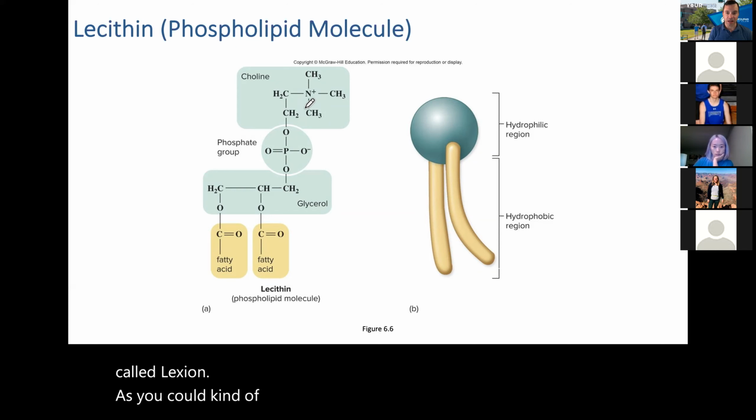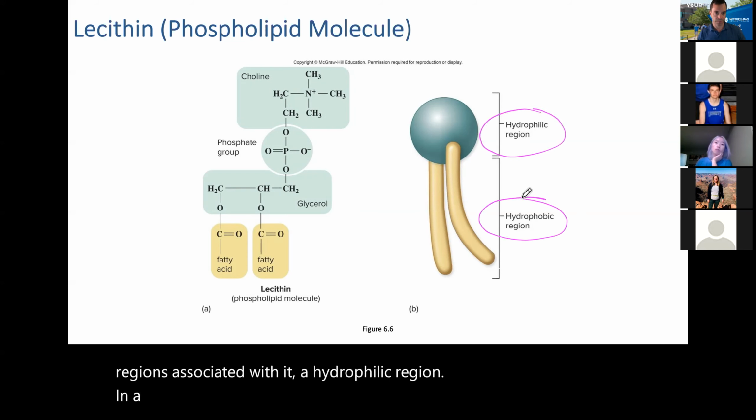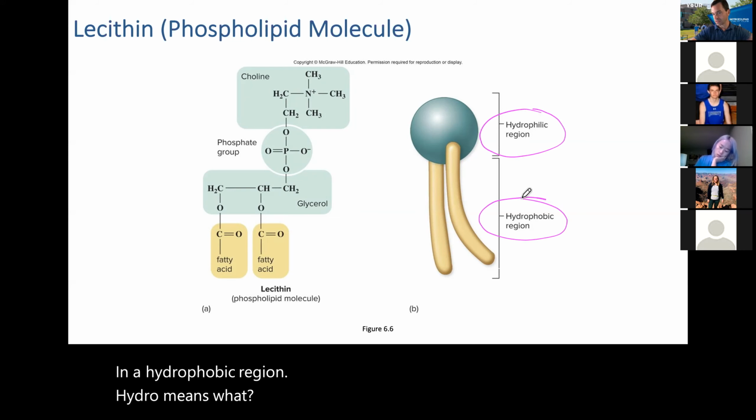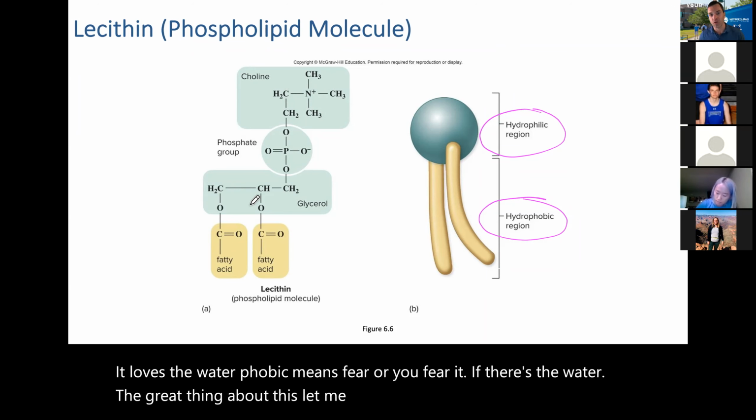As you can see, when it comes to this molecule, we have two regions associated with it, a hydrophilic region and a hydrophobic region. Hydro means what? Anybody? Bueller. Anybody? Hydro means... what does phobic mean? Yes. Thank you, Miss Lee. Philic means love. It loves the water. Phobic means fear. It fears the water. The great thing about this lecithin molecule is that it forms barriers and boundaries.